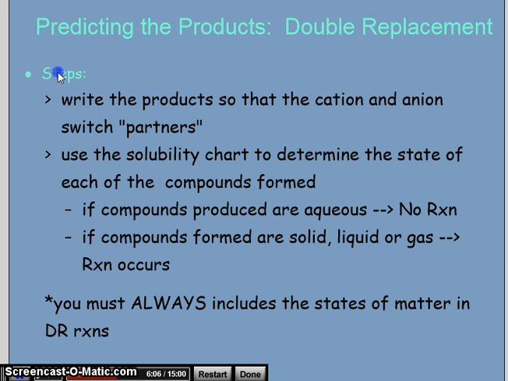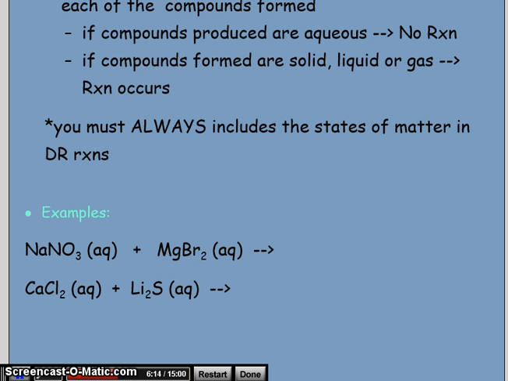Because this depends on state of matter, this is the most important type of reaction to include state in the equation. So let's look at an example. We're going to take a look at an example here. When I look at NaNO3, sodium nitrate, combining with magnesium bromide, I'm going to make the switch right away. The sodium would now be with the bromine, and the magnesium would be with the nitrate. Those are what I'm now going to go check on my chart.